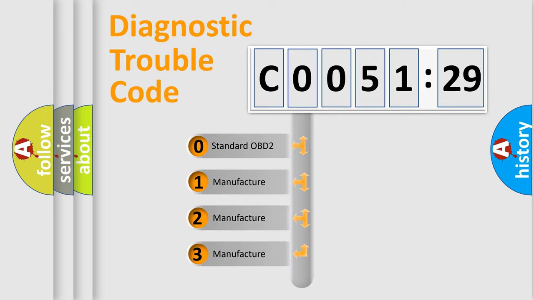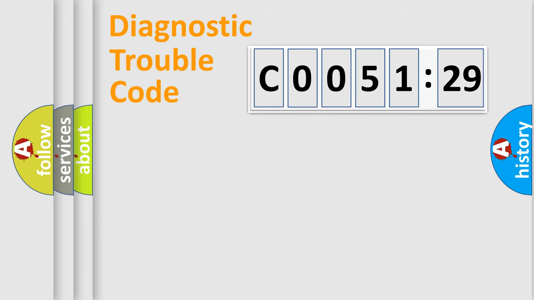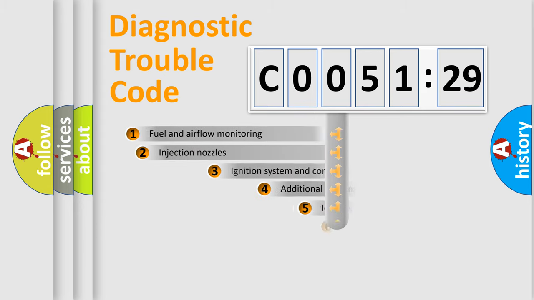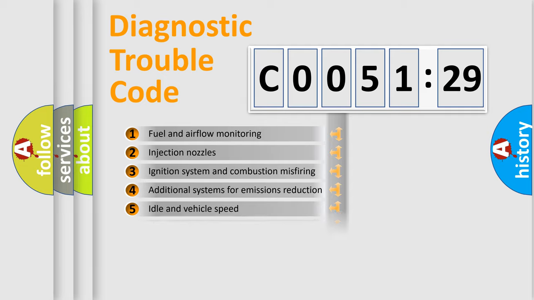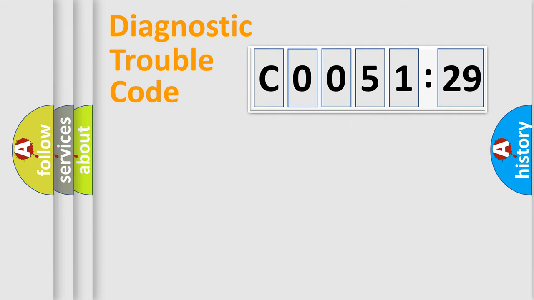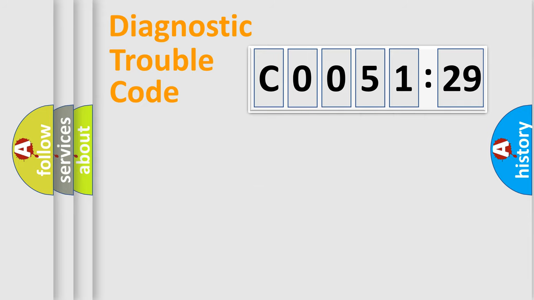If the second character is expressed as zero, it is a standardized error. In the case of the numbers 1, 2, 3, it is a more specific, manufacturer-specific expression of the error. The third character specifies a subset of errors. The distribution shown is valid only for the standardized DTC code. Only the last two characters define the specific fault of the group.